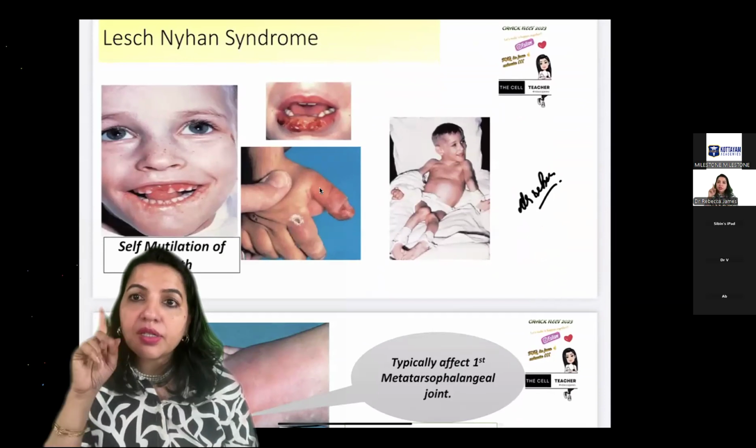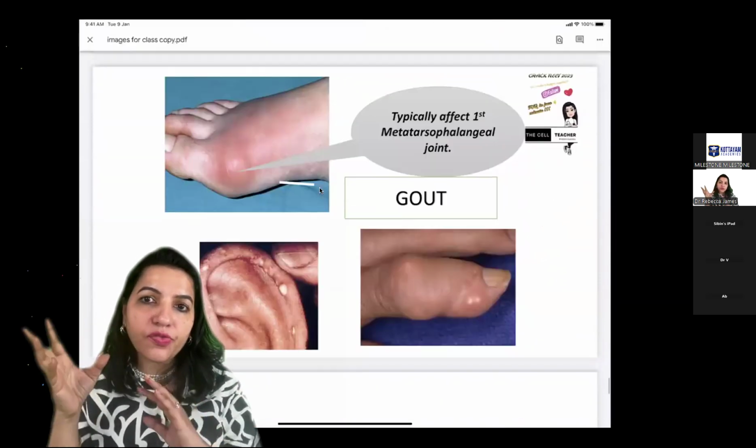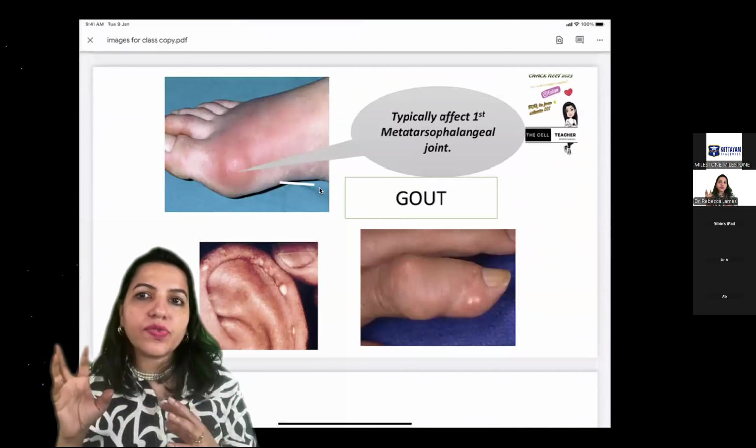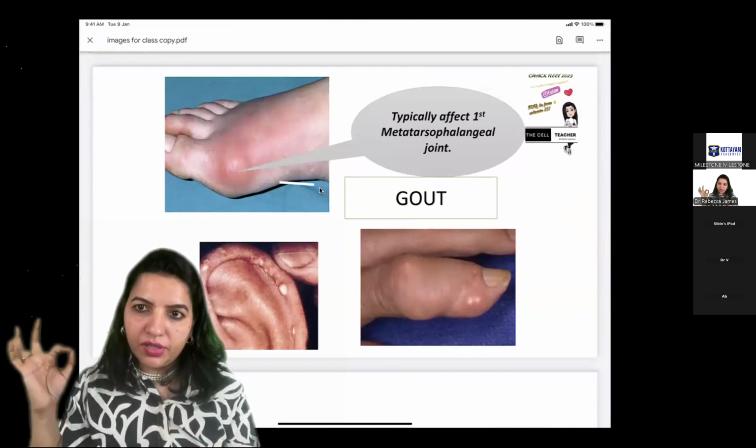This is HGPRTase defect. Then this is the classical picture of gout. You can see tophi. You can see the first metatarsophalangeal joint, which is classical of gout.